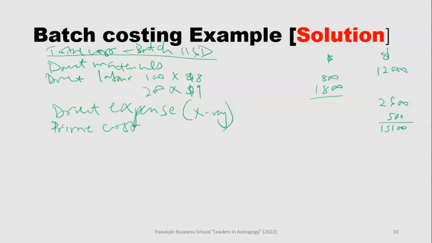So what is prime cost? Prime cost is the total of direct material, direct labor, and direct expenses. So that's prime cost. Alright, then let us go to overhead.